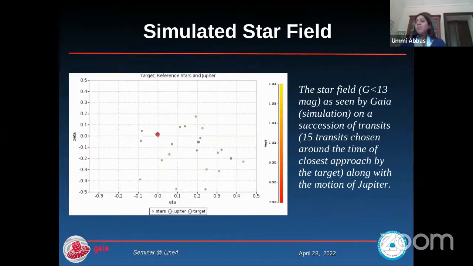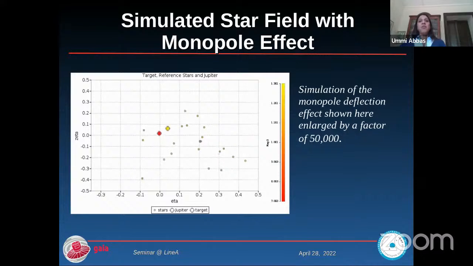And if I were to simulate, on top of the same field of stars, the effect of the monopole deflection, here we can see how the monopole deflection takes place. This is obviously enlarged because we are looking at a field of view that is of the order of a degree. The effect of monopole deflection grazing the limb of Jupiter is only 16 milliarcseconds. So I had to enlarge this by almost a factor of 50,000, and so this shows up in this way.